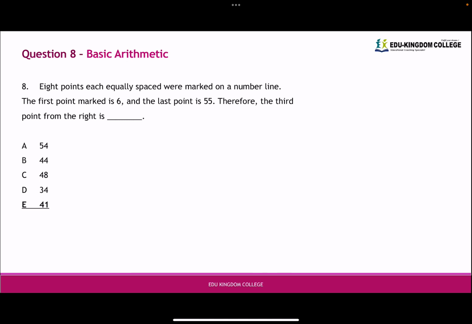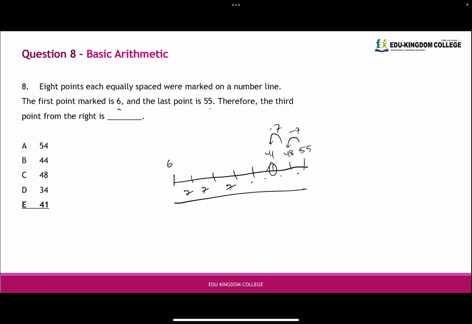Now, 8 points are equally spaced apart and marked on a number line. So 1, 2, 3, 4, 5, 6, 7, 8. The starting number is 6. The last number is 55. Now, there's 1, 2, 3, 4, 5, 6, 7 spaces in between, and from 6 to 55, there's 49 numbers. So if there's 49 from here to here, and there's 7 spaces, that means there's 7 in each space. So what's the third point from the right? This point here. So it's going to be 55 minus 7, which is 48, minus 7, which is 41.